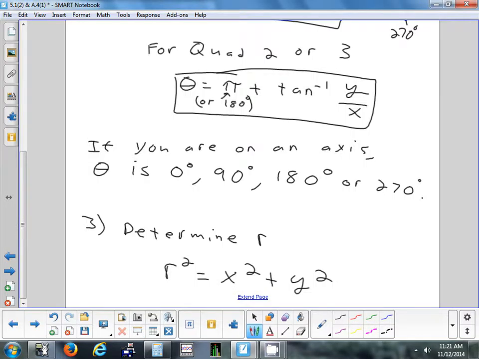Any questions on your formulas for finding theta or finding r? Now the way I did it, I said to find theta first and then determine r. It doesn't really matter. If you want to find r first and then find theta, that's fine. They're separate.